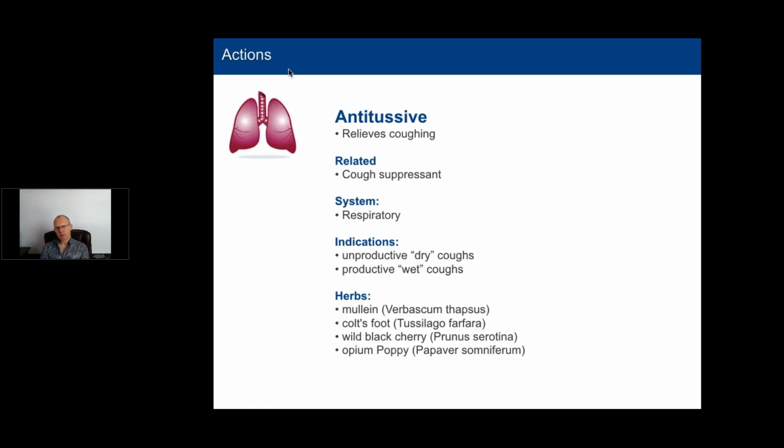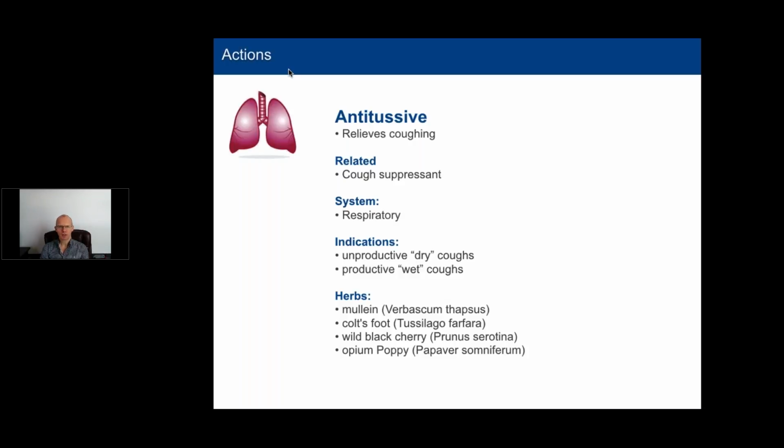Now, in Latin or Greek, tuss refers to a cough. So an antitussive is a herb that helps to relieve coughing. Now, it may or may not act as a cough suppressant. We'll talk to that in a second. It could either help support the coughing function or help protect the mucous membranes in some sort of way, or it might directly suppress the cough.